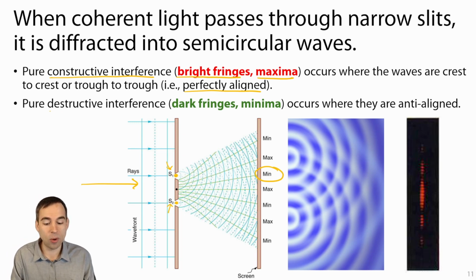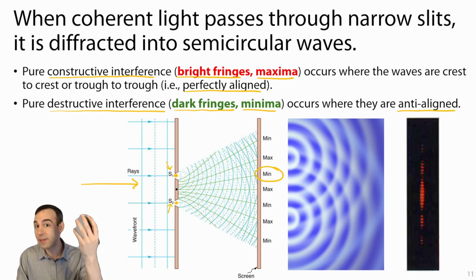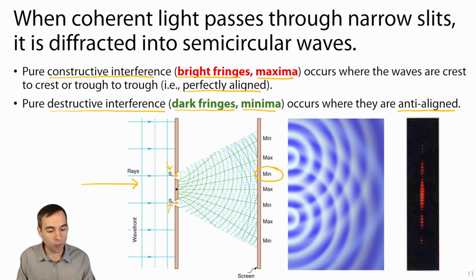In fact, we would have perfect destructive interference that leads to what we call a dark fringe or a minima in the interference pattern. That is locations in space where the two slits each emit light that happens to be perfectly anti-aligned. It just happens that the difference in distance to this minimum point from slit 1 to slit 2 is a perfect path length difference that leads to these two waves being perfectly out of phase with each other.